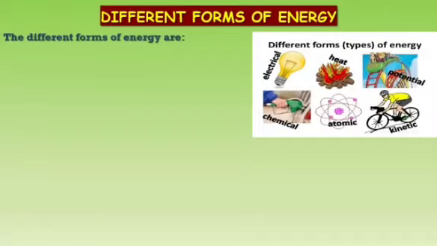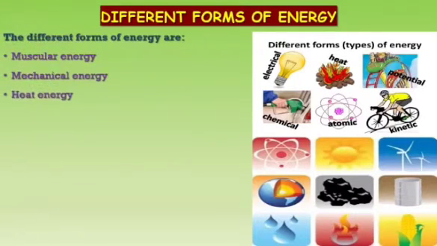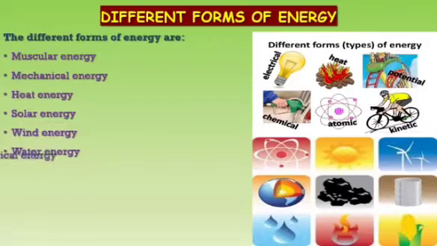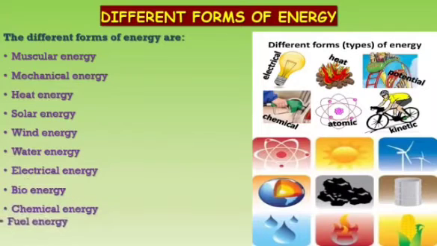Now, let us learn about the different forms of energy. There are different forms of energy. They are muscular energy, mechanical energy, heat energy, solar energy, wind energy, water energy, electrical energy, bioenergy, chemical energy, and fuel energy. So all these are different forms of energy available.